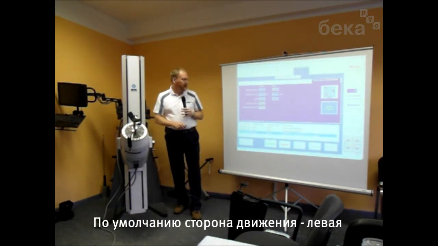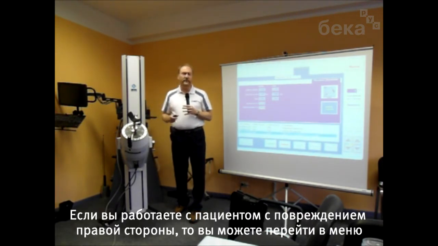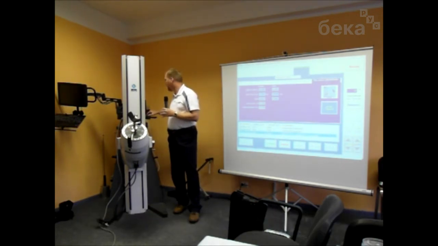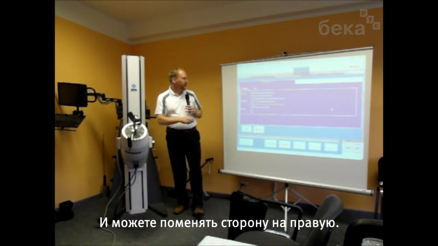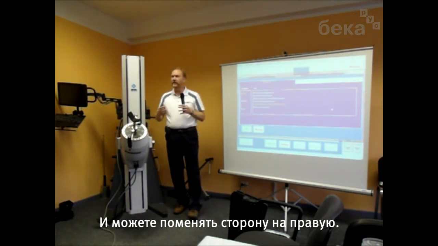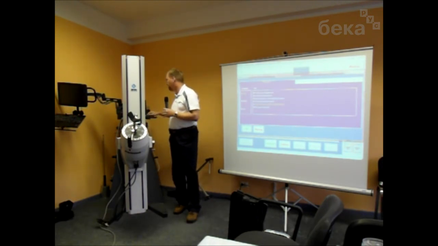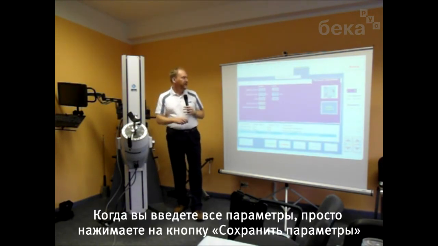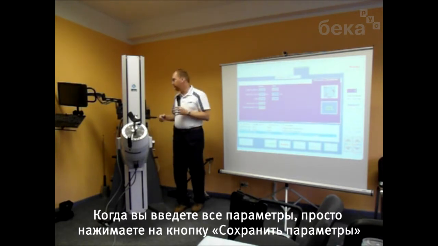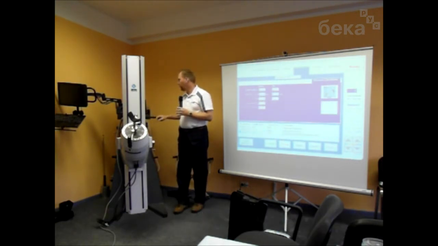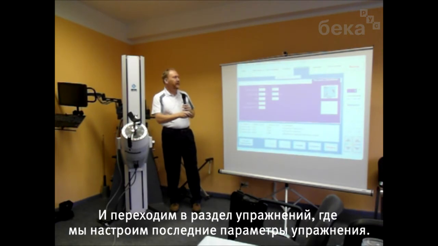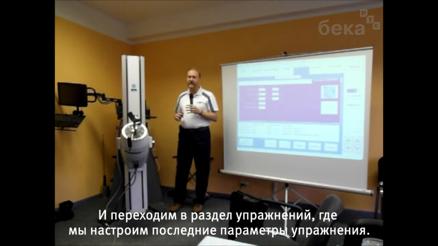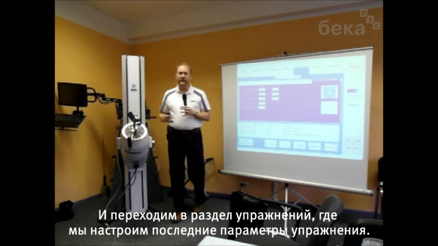The default side for these exercises is left. So if you're working with the person's right extremity, you can go to the side selection, and you can change it to right side if it's the other extremity. Once you have your parameters set, then just choose the Save option. And then go to the Treatment tab, which will then take you through the final steps of setting the range of motion for the individual.